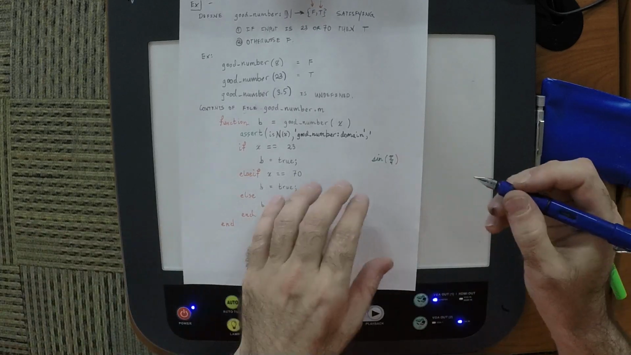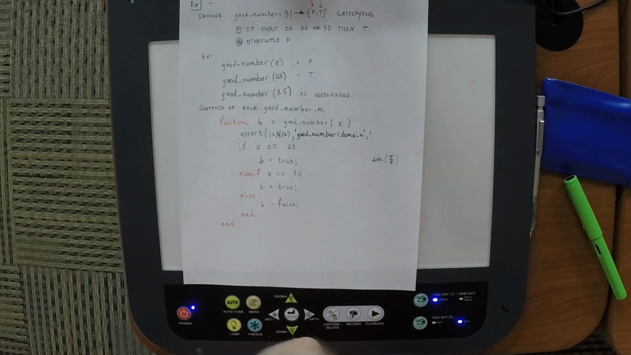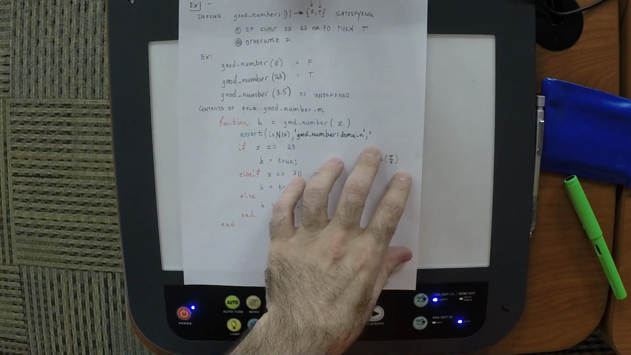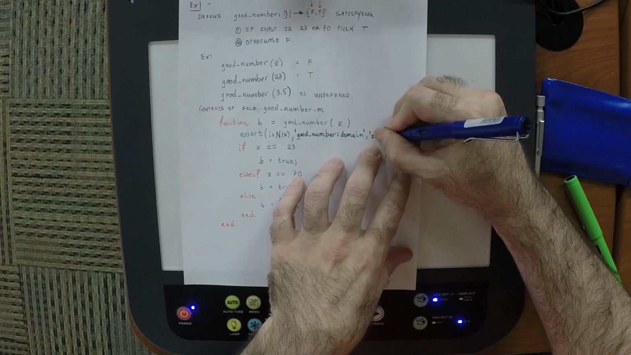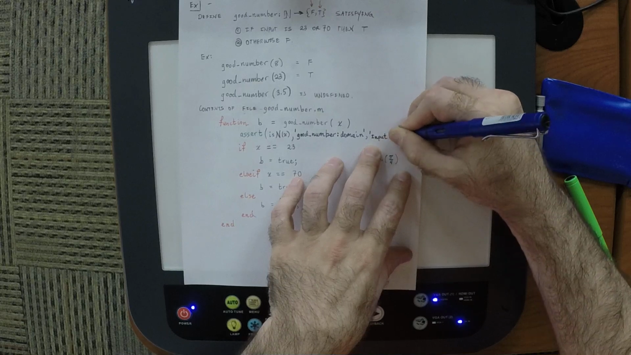Domain error. Okay, that's good, but maybe we can be a little more specific. Yeah. How about we say something like the input must be natural? That would be useful. So: input must be natural.